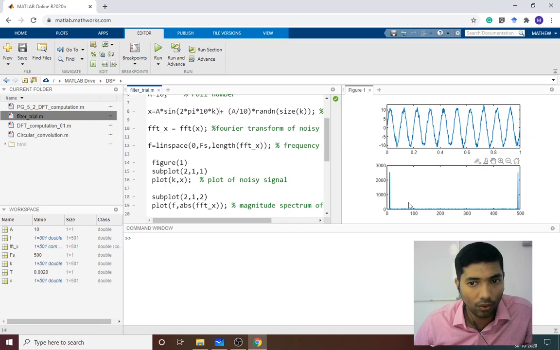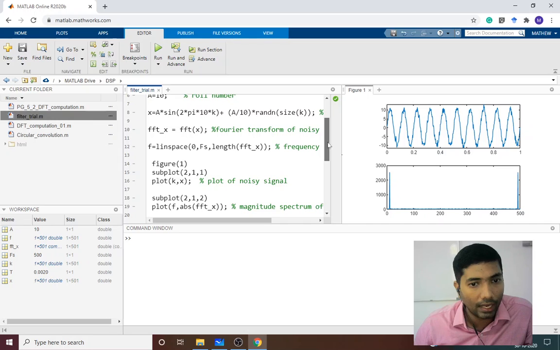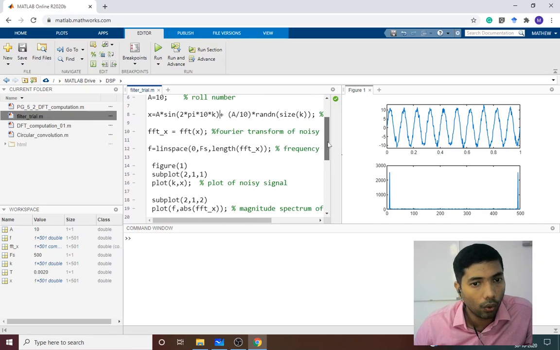So this is only possible if you transform the signal from time domain to the frequency domain. We will not be able to identify the noise from the time domain, but the good part is we will be able to separate out the noise part if we convert it into the frequency domain. Okay, so in order to do that, now we will go to the application for designing the filter.